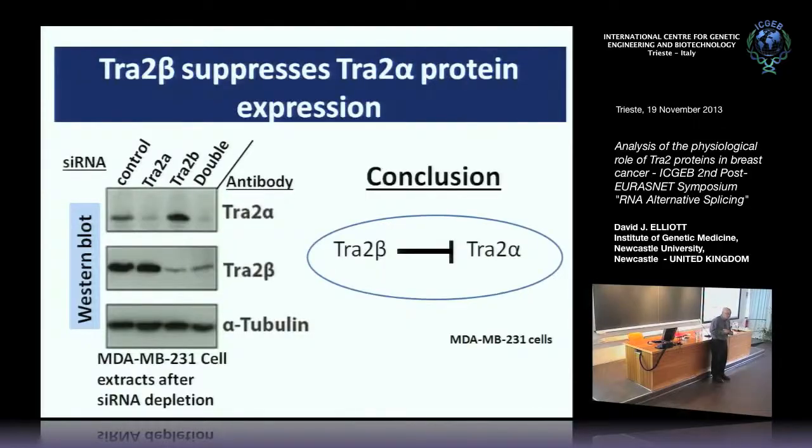a non-dominant protein. So the next thing we did, given that Tra2 beta is the dominant protein in the cell line, was to try and work out where Tra2 beta was binding in these cells. And I'm going to show you a picture of that next. We used iCLIP.